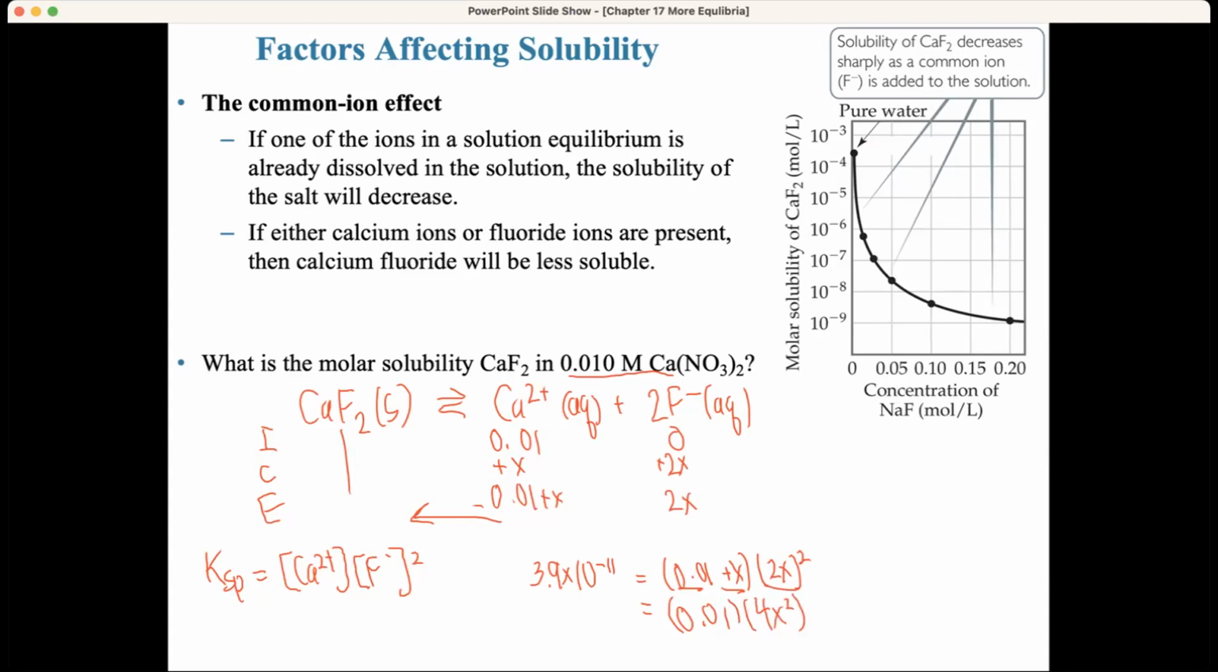So now when I solve for X, I'm going to divide by 0.01 and 4, and then I'm going to square root it. So I get 3.9 times 10 to the negative 11 over 0.01 times 4, and that equals X squared. So then I square root it. So let's do that.